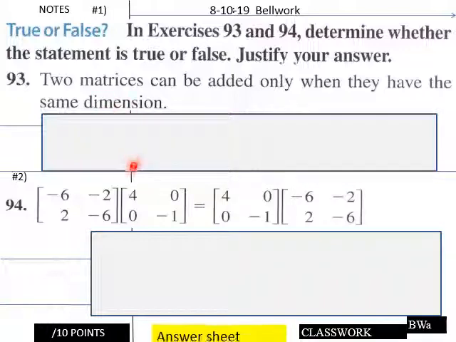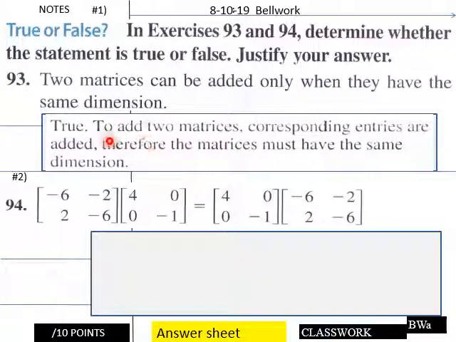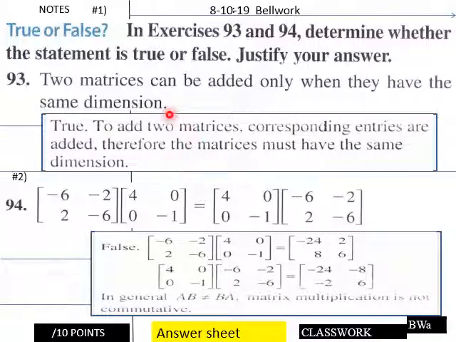So, okay, for first of all 93, true, to add two matrices, corresponding entries are added. Therefore, the matrices must have the same dimension for 93. And then this one down here, you have a matrix -6, -2, 2, -6 times 4, 0, 0, -1. Does that equal this when you move this around?